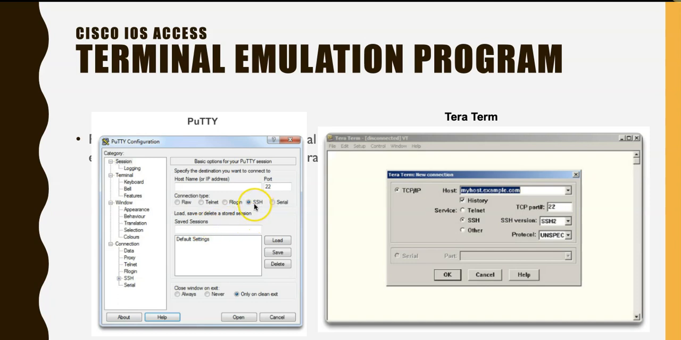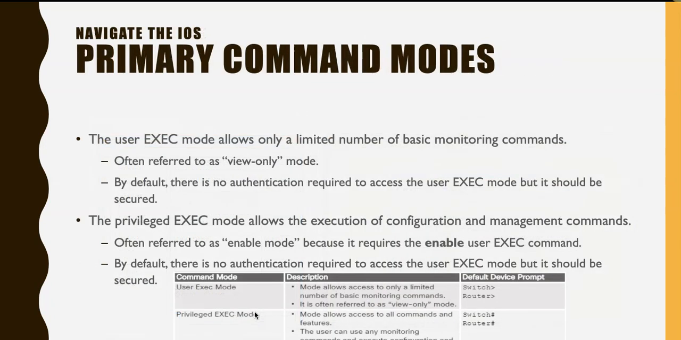If you're trying to SSH, you use SSH and then type in the IP address of the switch. Sometimes this is called in-band. But for out-band, you come right here, select serial, and just hit open, and you're going to see that you are in front of the command line of the switch that you're trying to configure.